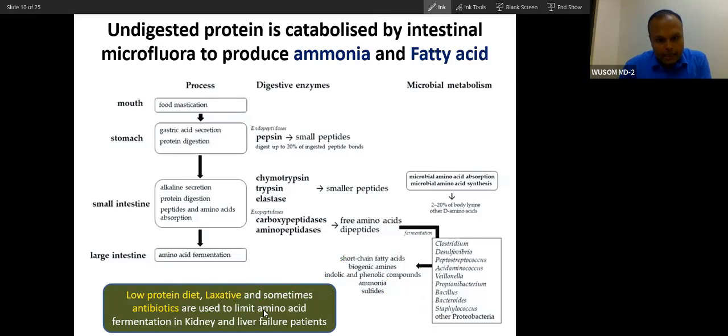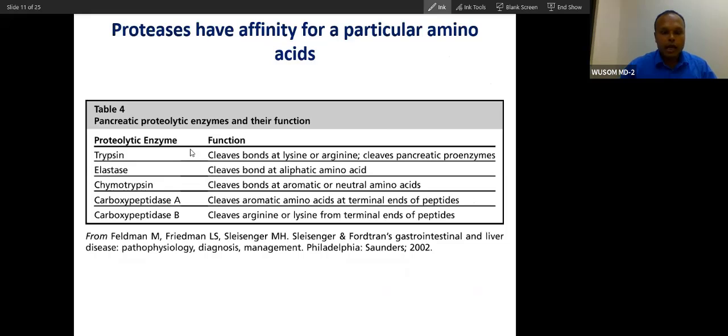This is clinically very important. Low protein diet, laxatives, and sometimes antibiotics are used to limit protein fermentation in disease. If a person is in a disease condition, you have to limit this fermentation because there is production of ammonia. So you need to limit the production of ammonia by these processes. So these are the proteases I have already told you.